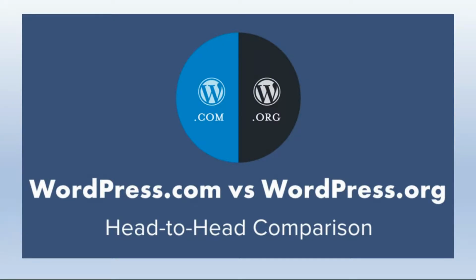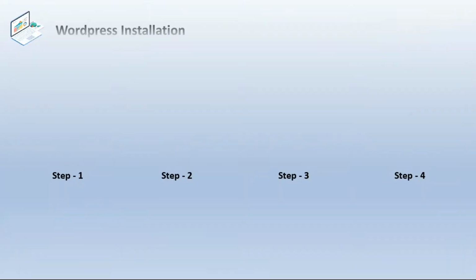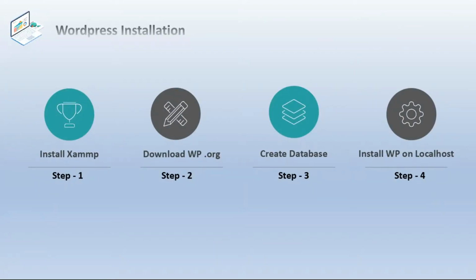With WordPress.org, you host your own site by creating a local server. On the other hand, with WordPress.com, you have to buy a domain name and server and then launch your live website. So now let's install WordPress locally in just 4 simple steps. And it is going to be totally free.